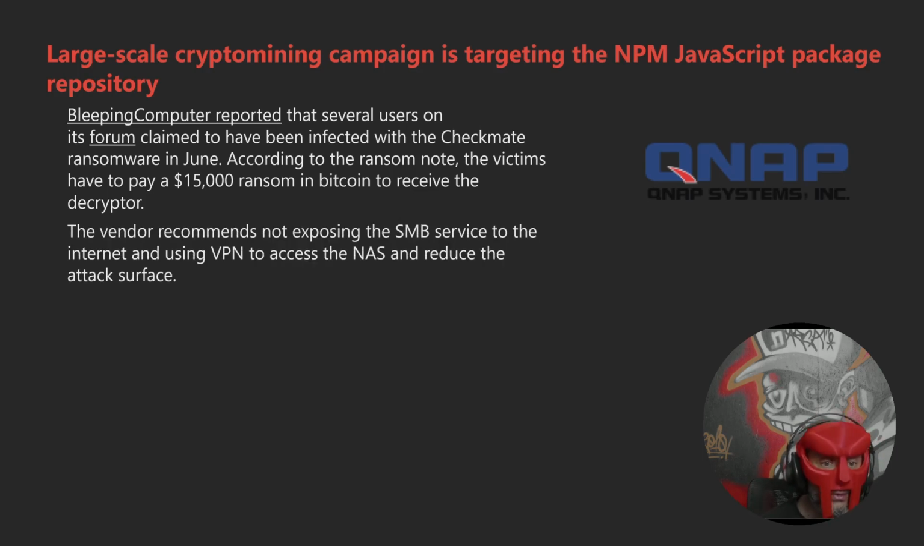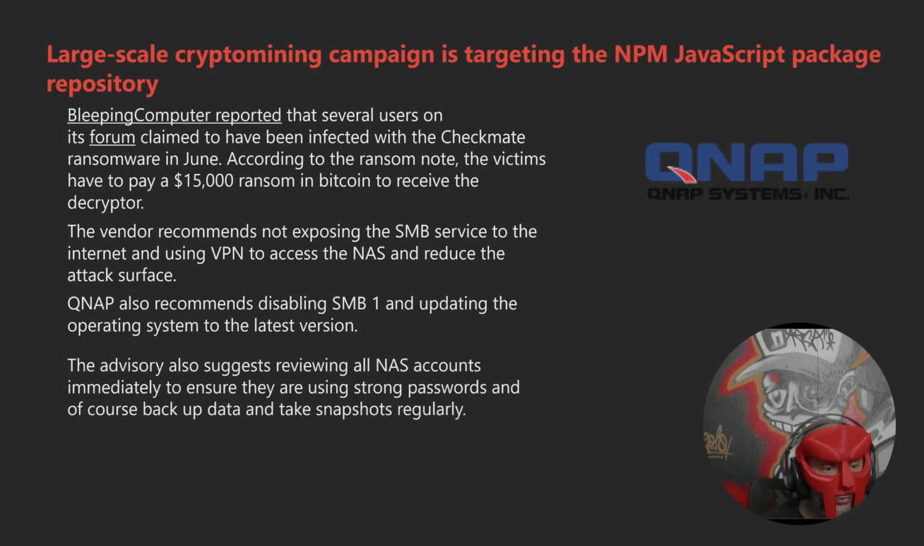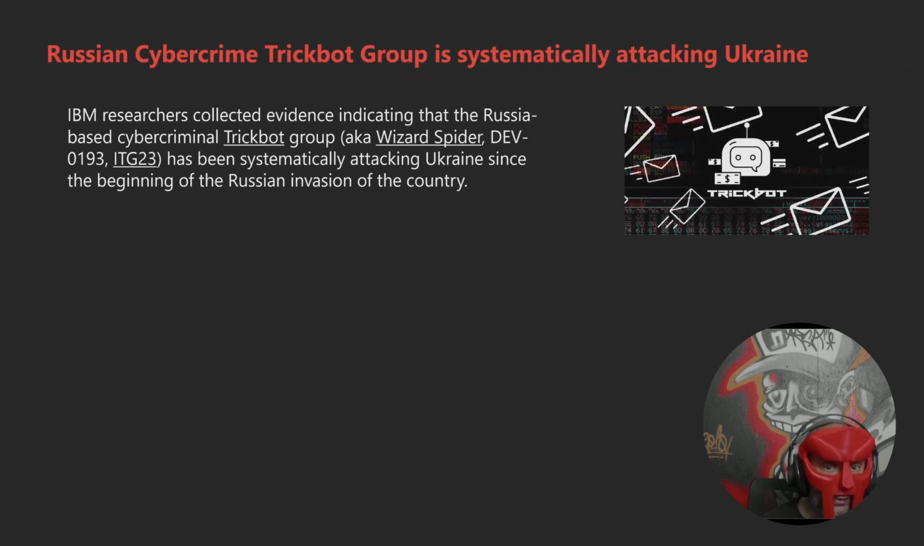The vendor recommends not exposing the SMB service to the internet and using a VPN to access the NAS to reduce the attack surface. QNAP also recommends disabling SMB1 and updating the operating system to the latest version. The advisory also suggests reviewing all NAS accounts immediately to ensure that they are using strong passwords and, of course, back up data and take snapshots regularly.